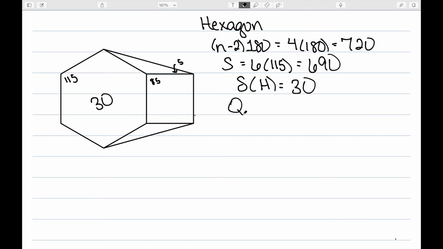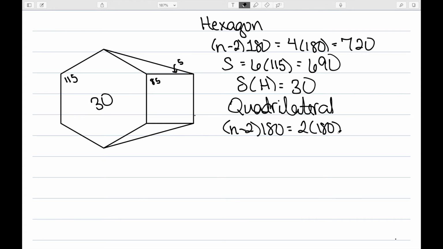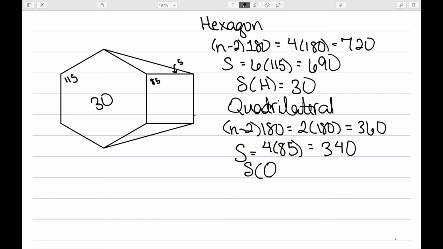Next, let's look at the quadrilateral. We know that quadrilaterals should be, once again, n minus 2 times 180, or 2 times 180, which is 360. However, in reality, we have 4 angles, each measuring 85 degrees, which gives me a total of 340. So the defect of my quadrilateral would be 360 minus 340, or 20.